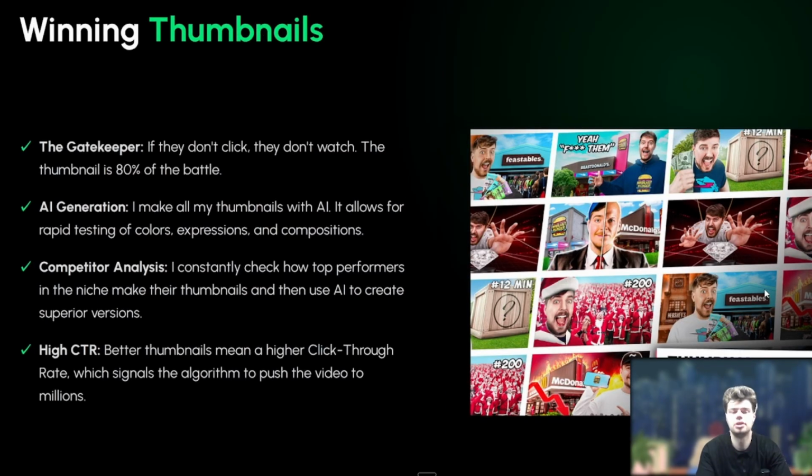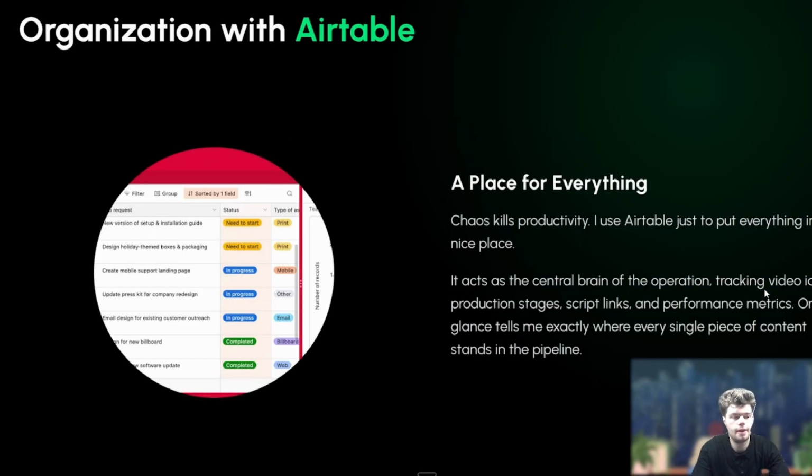Thumbnails are really important. Check your competitors, because a thumbnail is like your business card. If people check it out and they don't like it, it doesn't matter if you do the rest; the thumbnail is the best thing about it. And make sure to track it.